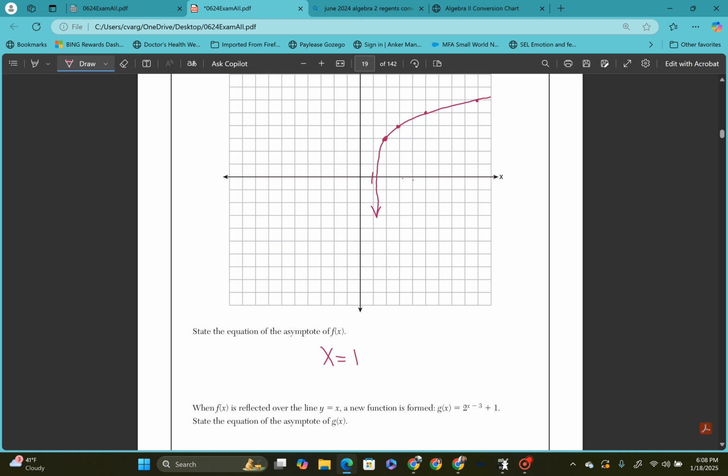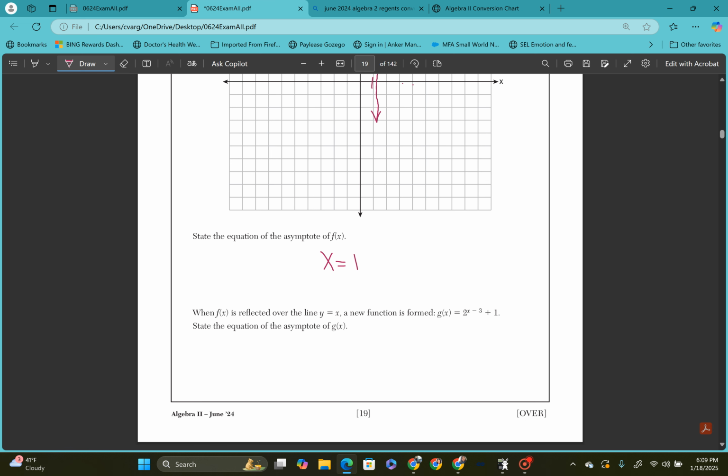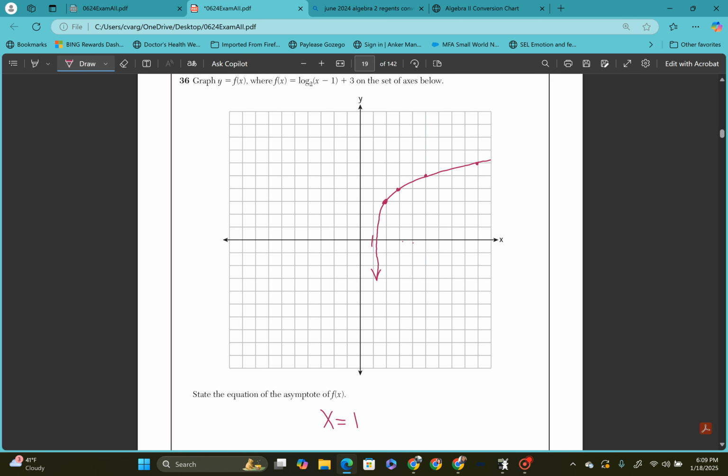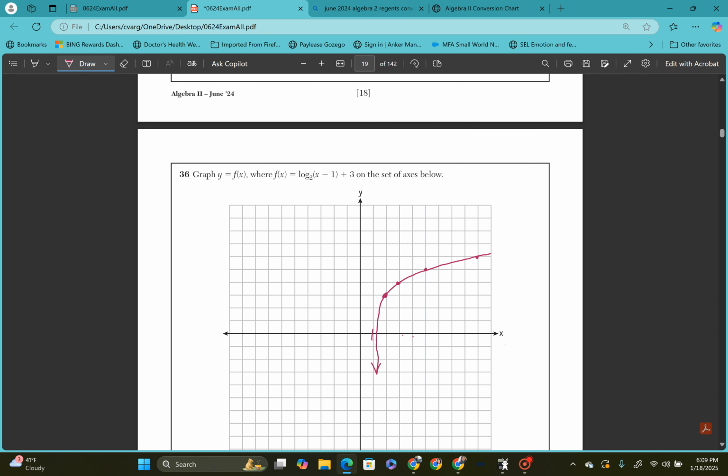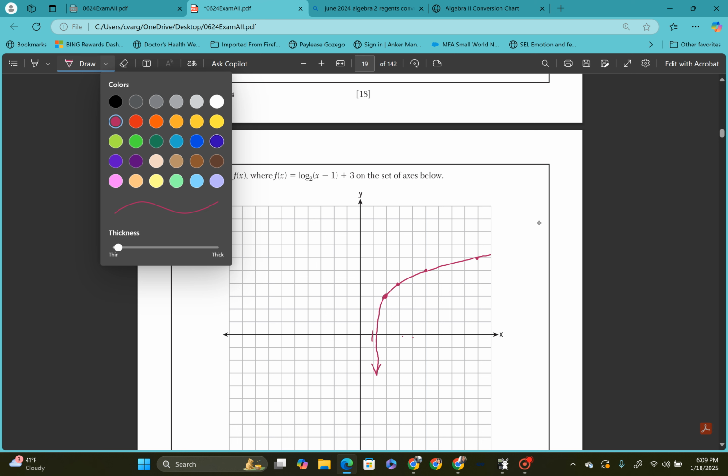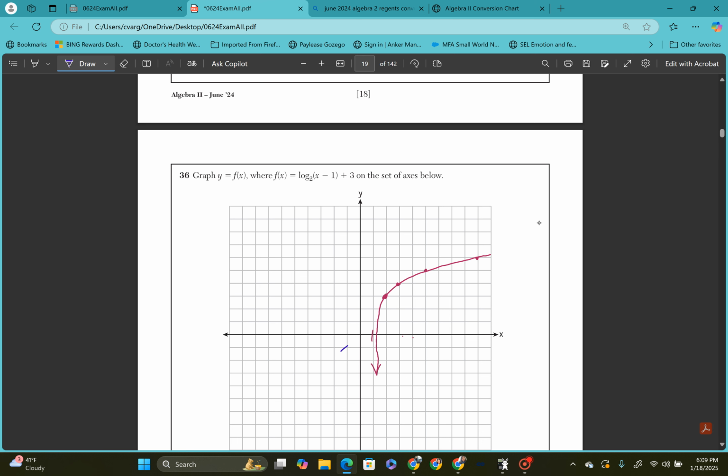So I'm going to write x equals 1 is my asymptote, and then it says when f of x is reflected over the line y equals x. Okay, so what does that mean? y equals x is a straight line. It looks something like this. So then it says when it's reflected over the line y equals x, a new function is formed, and that is 2 to the x minus 3 plus 1. And it says state the equation of that line.